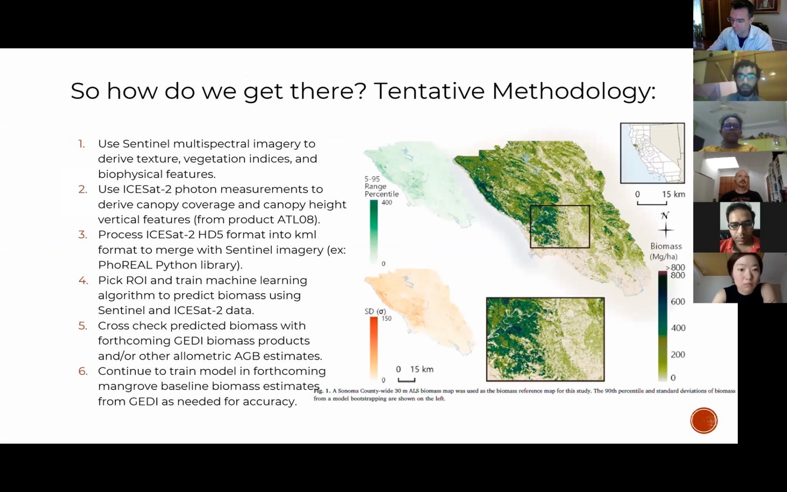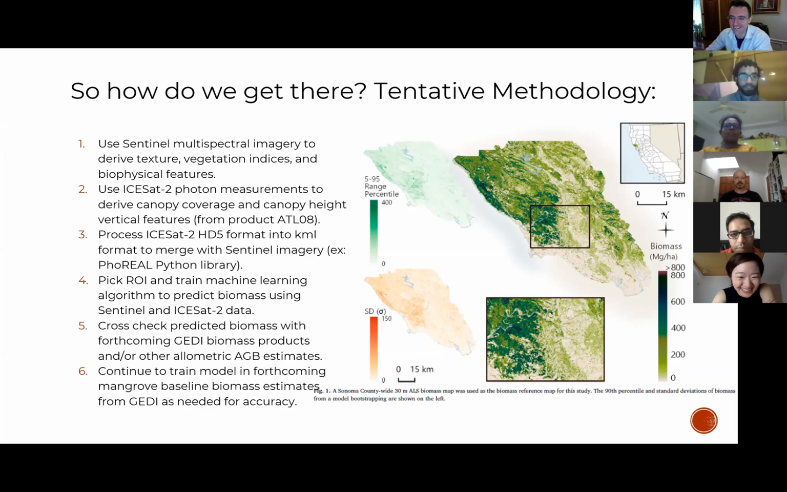So putting it all together, a tentative methodology that could work for our third approach would be to use Sentinel multispectral imagery to derive the texture, vegetation indices, and biophysical features as shown in Visa's approach 1 and 2. Then we could use ICESat-2 photon measurements to derive the canopy coverage and canopy height vertical features, specifically from their product ATL08. Then we would need to process the ICESat-2 HDF5 format into a KML format to merge with the Sentinel imagery. We found an example of this for a Python library, although that crashed my computer today when I tried with 37 gigabytes of photon data.